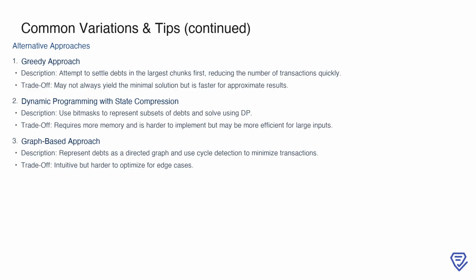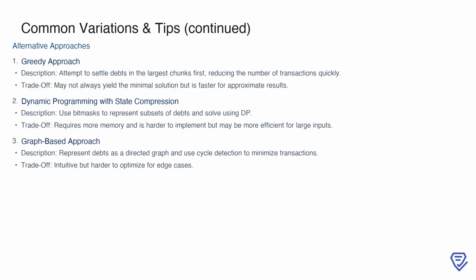A greedy approach, for instance, aims to settle debts in the largest chunks first, which can quickly reduce the number of transactions. While this method is faster for approximate solutions, it may not always produce the minimal number of transactions. Another option is dynamic programming with state compression. By using bit masks to represent subsets of debts, you can solve the problem with more efficiency for large inputs. However, this approach requires significantly more memory and is more complex to implement.